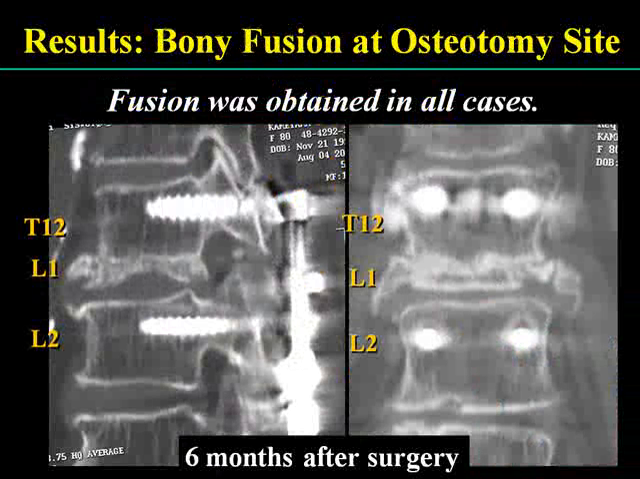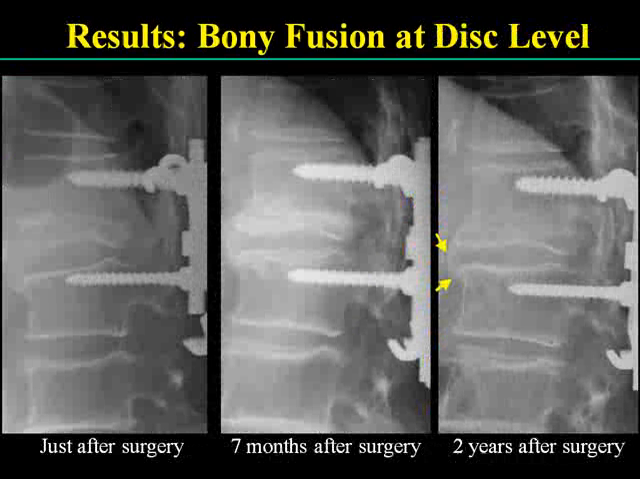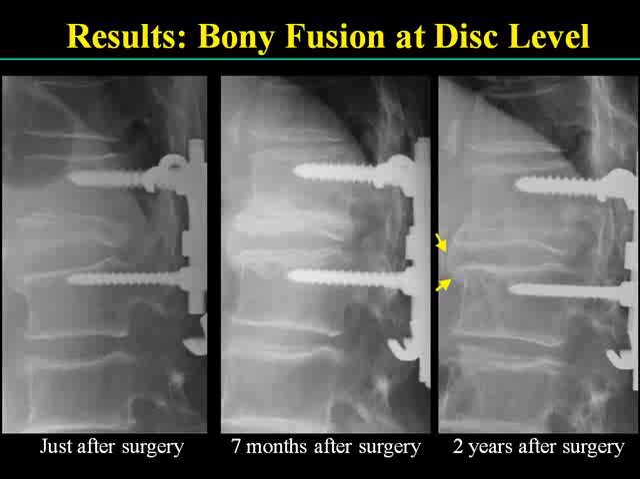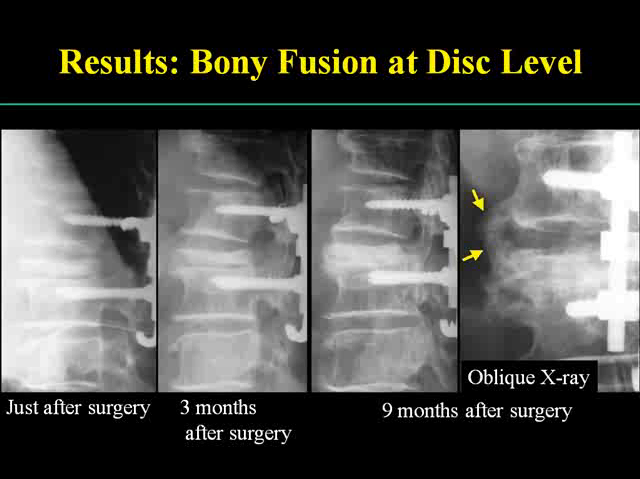Bony fusion at the osteotomy site was obtained in all cases. This is a case showing the completion of fusion 6 months after surgery. This is a case showing the bony fusion at the disc level. This is a case also showing the bony fusion at the disc level. Oblique views are generally very important to know the fusion at the disc level.